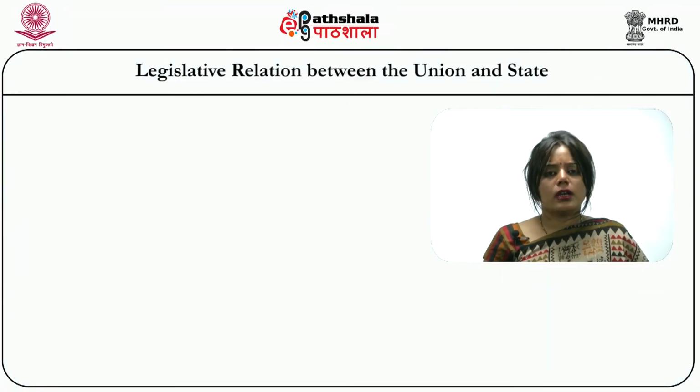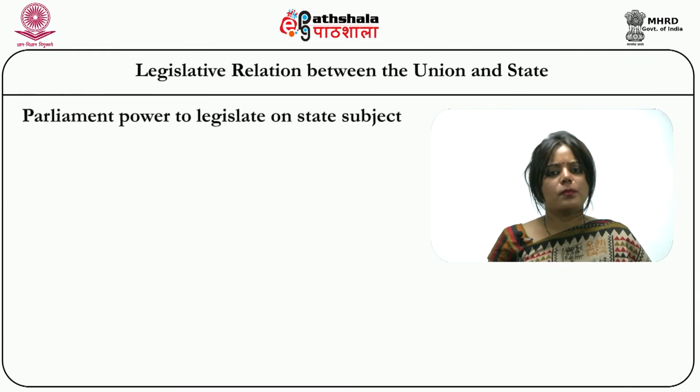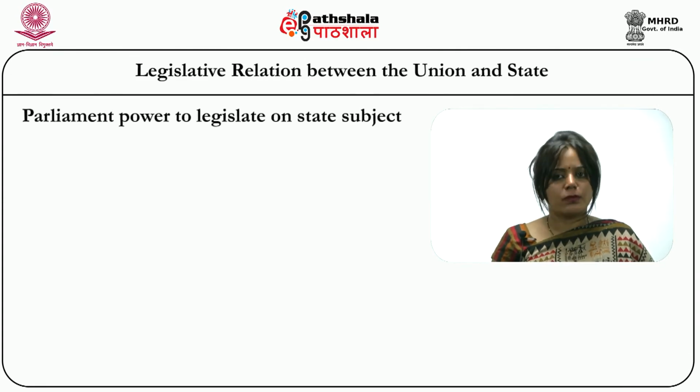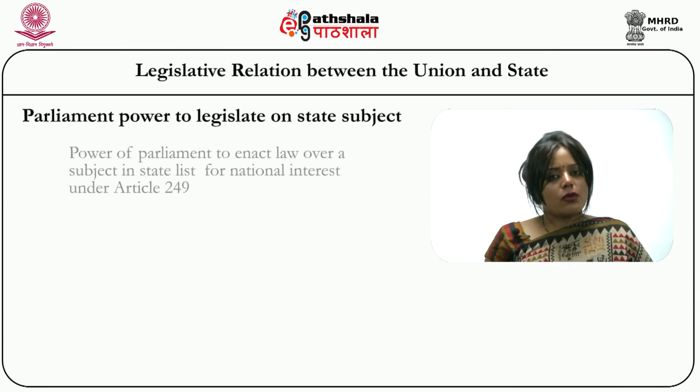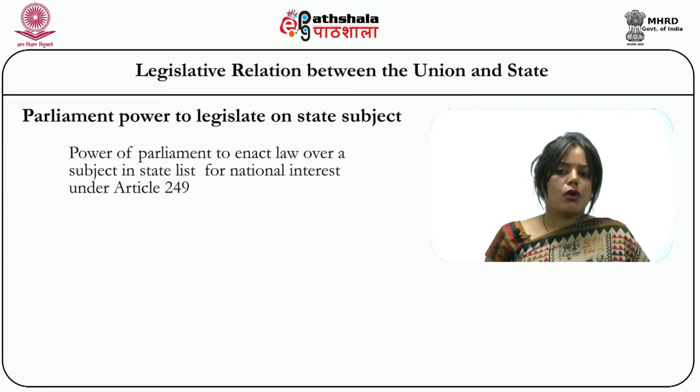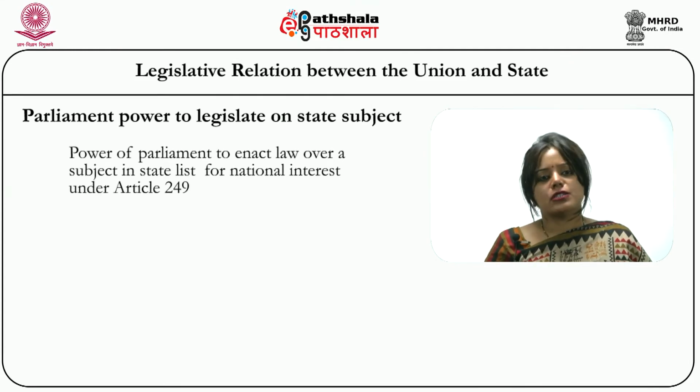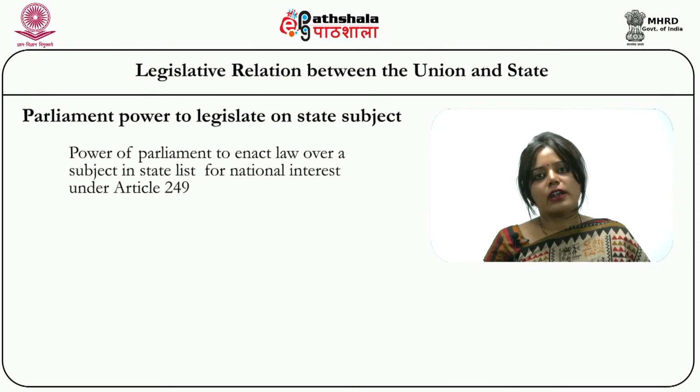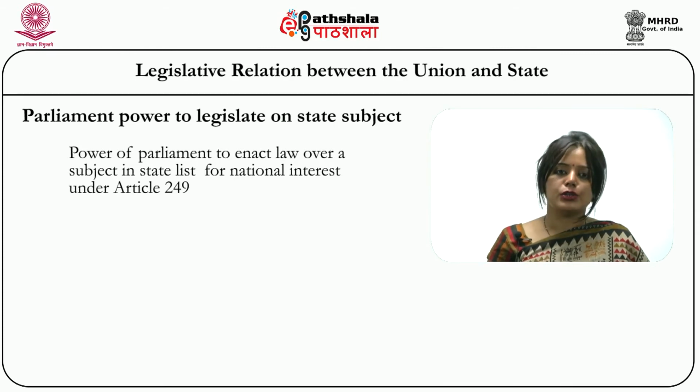Now, dear students, we will come to the next topic, that is Parliament's power to legislate on subject matter. The power of Parliament to enact law over a subject in the state list is firstly for national interest under Article 249.